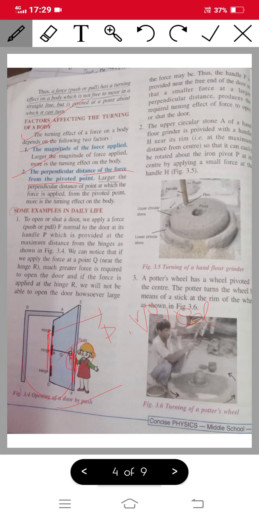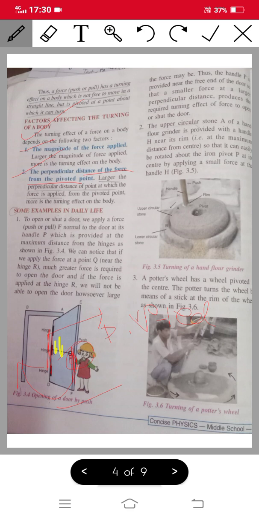It would be easier for the girl to close the door with a little amount of force. But on the other hand, if the girl is giving force from this point or this point, it would be difficult for her to close the door with a little amount of force. That is because of the perpendicular distance of the force from the pivoted point. Then the magnitude of the force applied will differ a lot. If we give very little force, the door will not close completely at once, or it will close slowly. But if we give a high force, there will be a difference obviously.